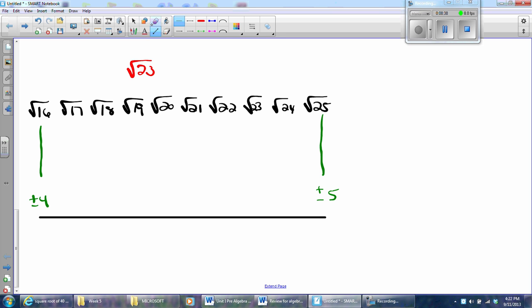Now, let me see. How many pieces of data do I have? Well, 16 to 25 would be 9, so there must be 10 pieces of data. So 1, 2, 3, 4, 5. So this would be the middle. And so that must be 4.5 plus or minus 4.5. I'll bet you if you do the square root of 21, you get a number just slightly larger than 4.5. And I'll bet if you do the square root of 20, you'll get a number slightly smaller than 4.5.